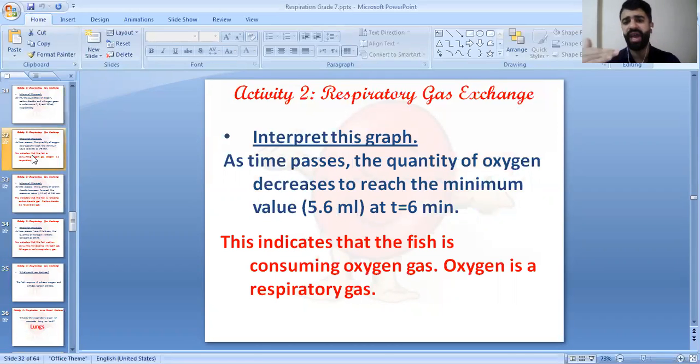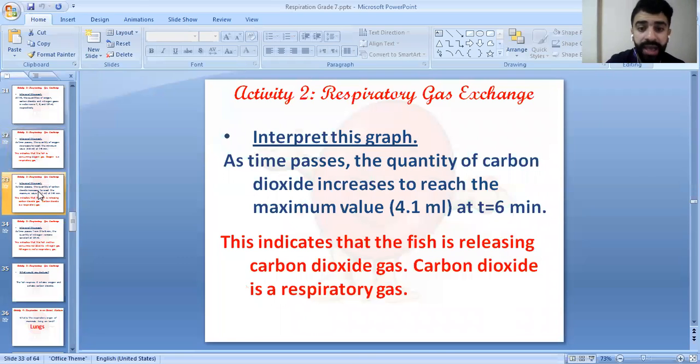So as time passes, the quantity of oxygen gas decreases to reach the minimum value, meaning the lowest value, 5.6 milliliter, at time 6 minutes. What does this indicate? This indicates that the fish is consuming oxygen gas. You have to not use "is using", it's consuming oxygen gas. So oxygen is a respiratory gas.